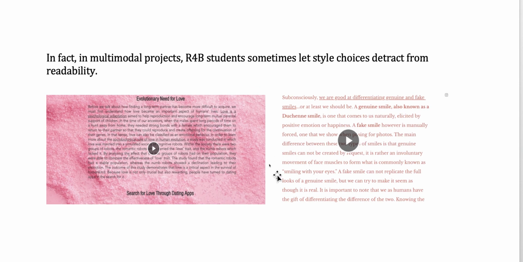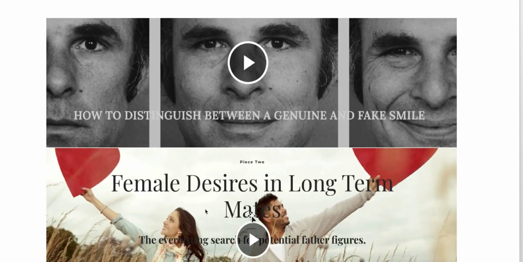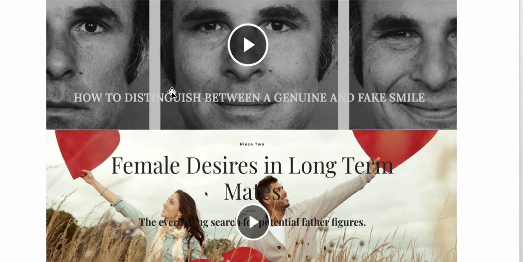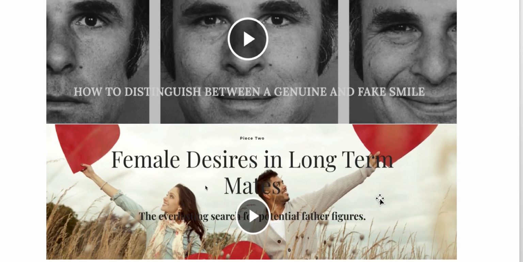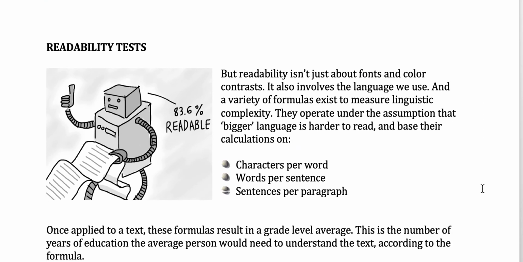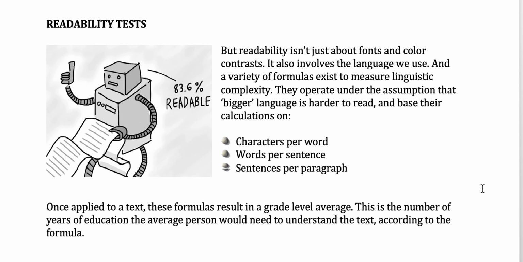Here's a couple of writers who've made some style choices that are interesting, but not necessarily easy to read, right? This also includes things like font colors. Notice how it's kind of hard to see the white font against that light gray background, or black font against someone's dark hair. These are all things that we have to think about in terms of readability. But mostly readability is not about fonts and color contrasts. It's about the language that we use.